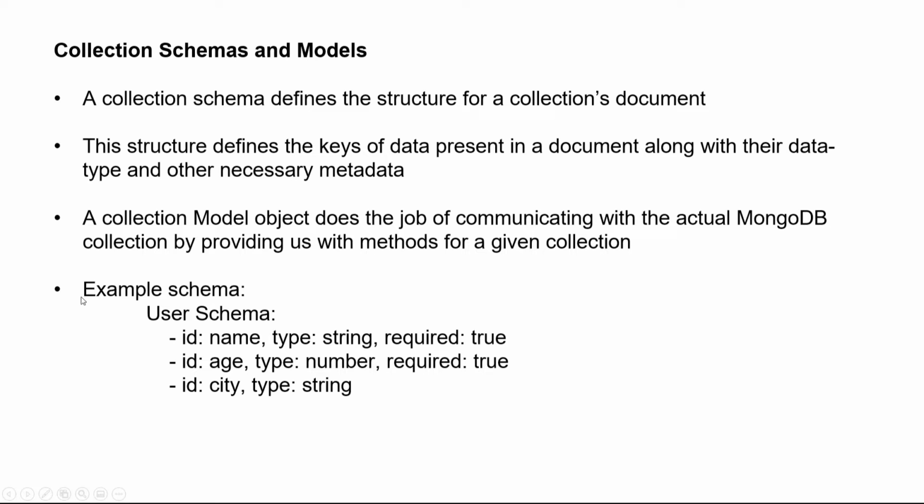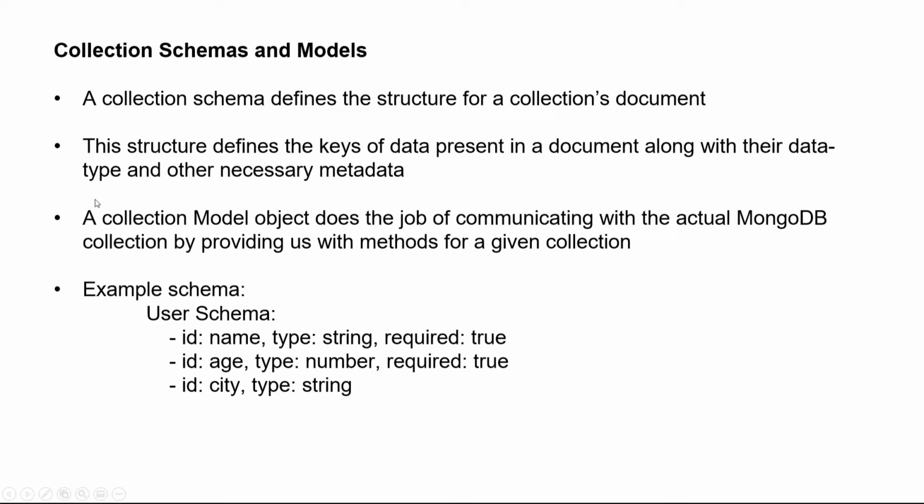Here we also have an example user schema. So user is the collection here and it defines the structure of the documents that are going to be present within that collection. So here we have three fields: name, age and city, and their data types. Name has a type string and the other metadata that's present here is whether this field is necessary or not. So if we set required as true, it becomes mandatory to add this field to each document.